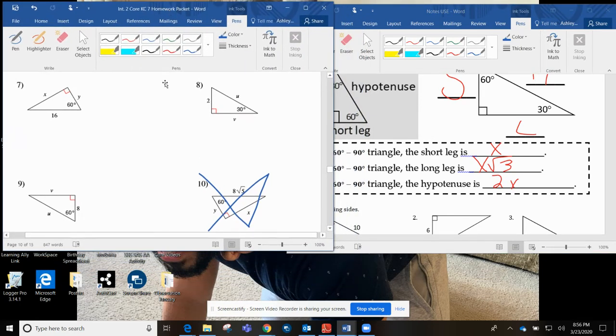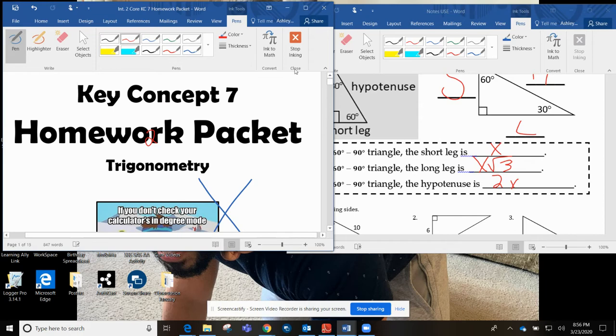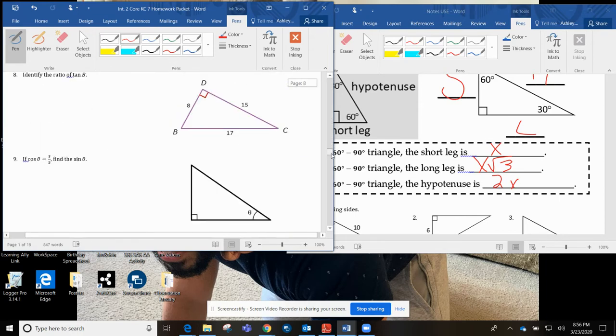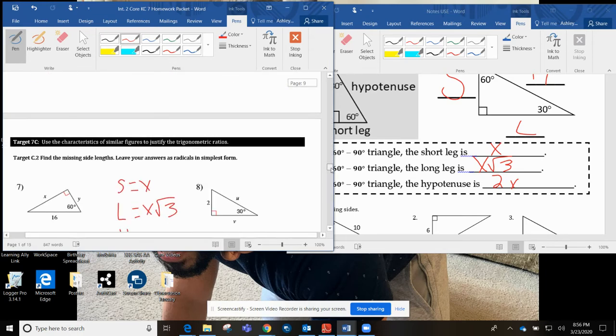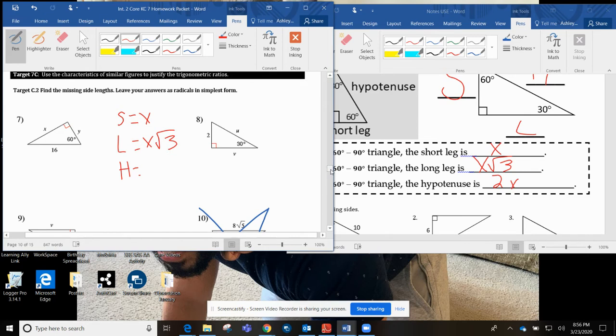I'm going to write those right here for some reference. S is equal to x. The short leg is x. The long leg is equal to x times the square root of 3. And then the hypotenuse is equal to 2x. You want to keep those rules handy. And those rules are on page 9 in your homework packets.